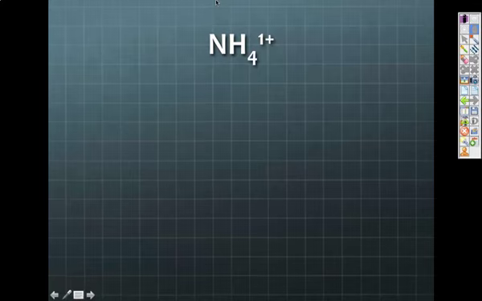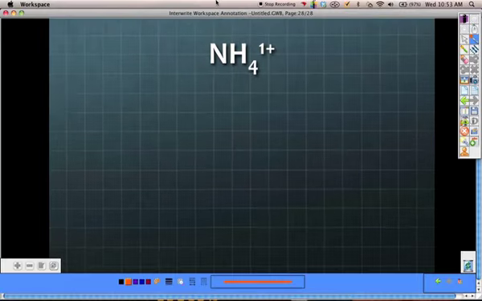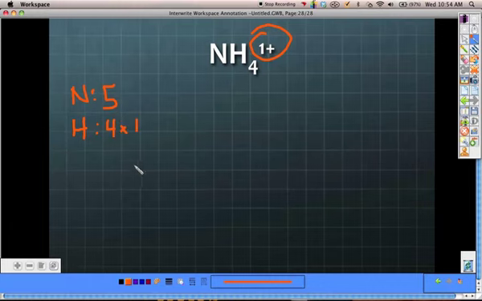Okay, last one to go through, because we do have these polyatomic ions, and we have to account for the fact that we have charges. So, nitrogen, there's 1 of them and it has 5 valence electrons. Hydrogen, there's 4 of them and they each have 1 valence electron. The 1 plus means that I have lost 1 electron. So minus 1. So we have a total of 8 electrons.